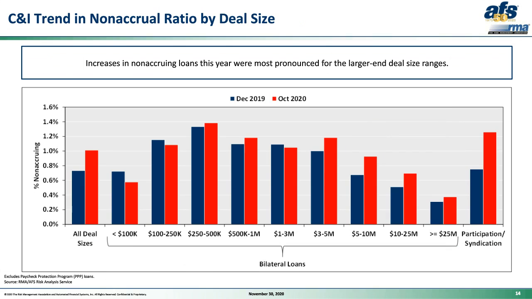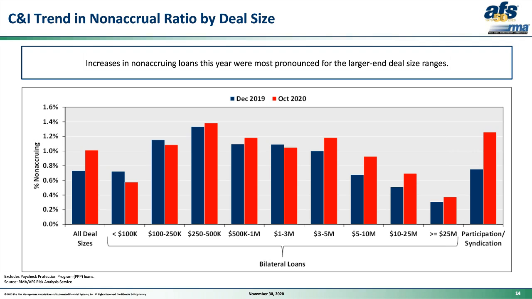And one last look at non-accruals, this time for deal sizes. If you can, let's mentally split this chart into 2 groups: deals $3 million and less, kind of the middle of the chart, and then deals greater than $3 million and participations and syndications.